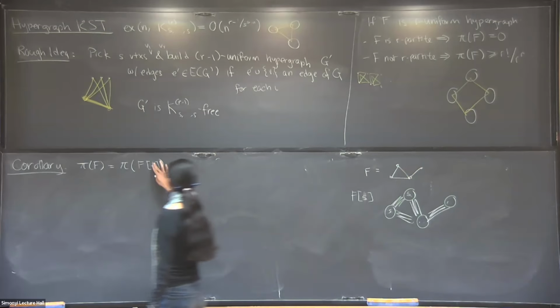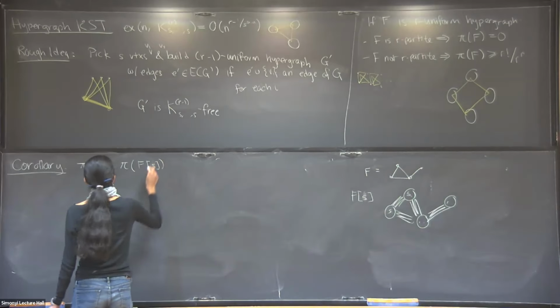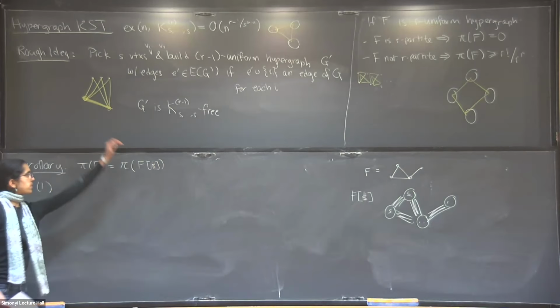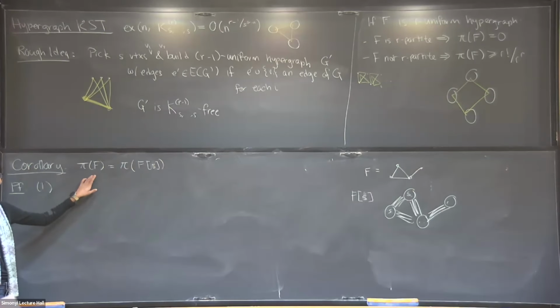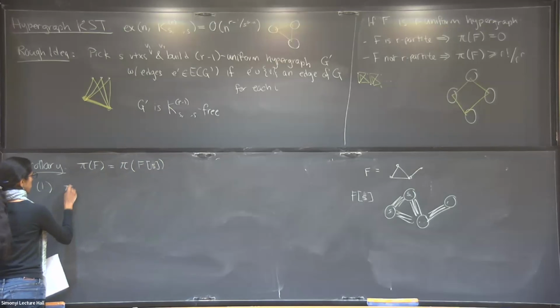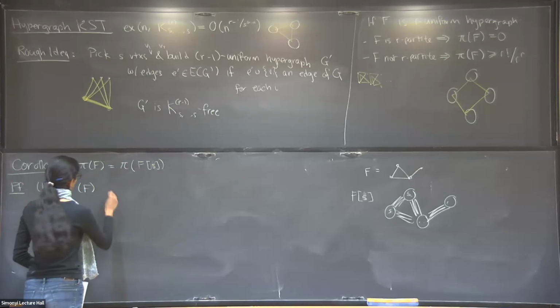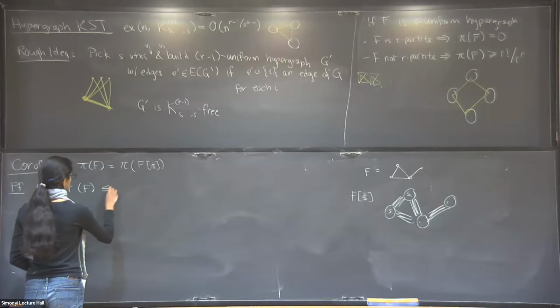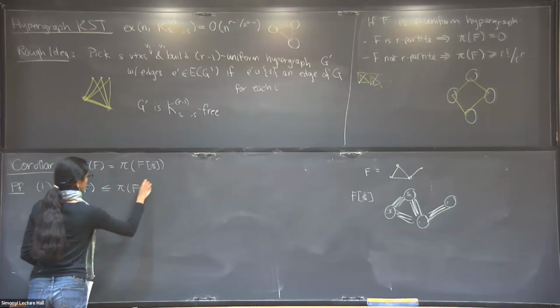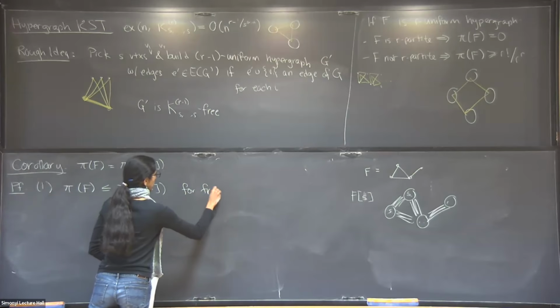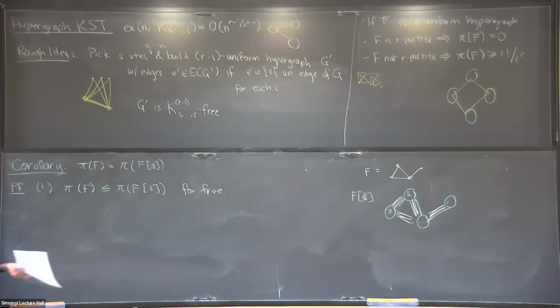So how do we prove this? So first, this graph is just bigger than that graph. So it's just harder to find this graph than that graph. So we have this inequality for free. This is just definitional.